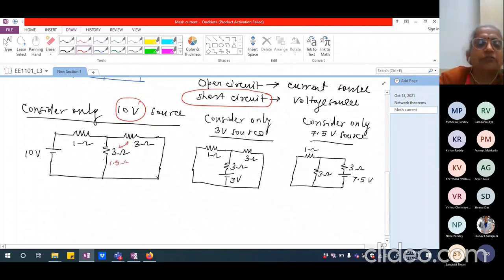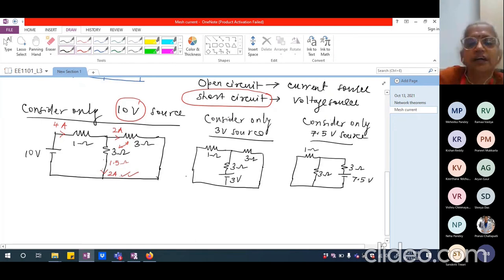So that 1.5 ohm will come in series with this one. So I will have 10 divided by 2.5, which will be 4 amperes of current. This 4 ampere will divide itself into 2 ampere here and 2 ampere here. So this 3 ohm resistance is carrying a current of 2 ampere under this particular condition.